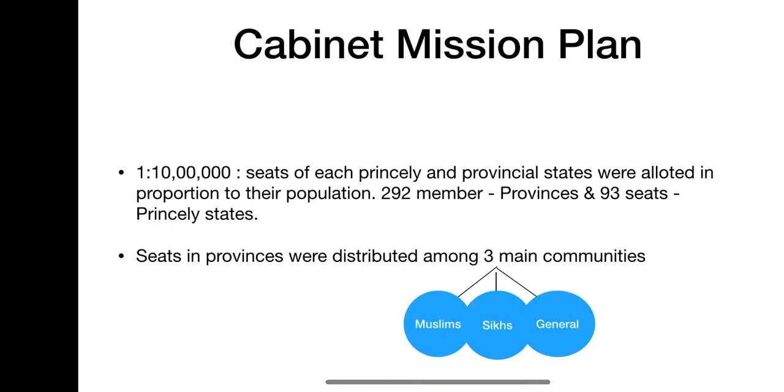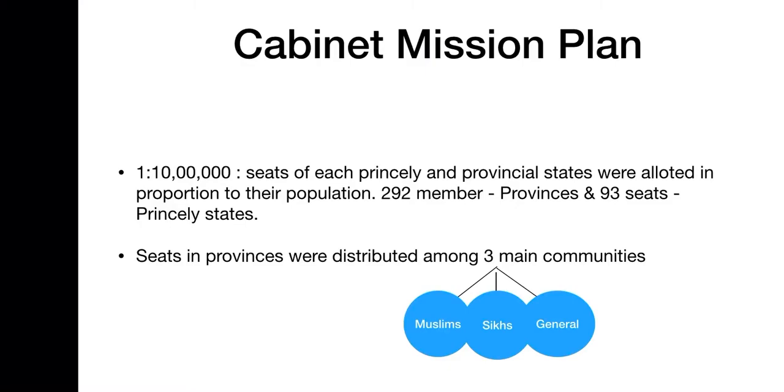Cabinet Mission Plan was a committee created by British Cabinet, and according to this plan, each province and each princely state, or you can say group of states, were allotted seats in proportion to their respective population, roughly in the ratio of 1:10 lakh. As a result, the provinces that were under the direct British rule were to elect 292 members, as written here, and 93 members were elected from princely states.